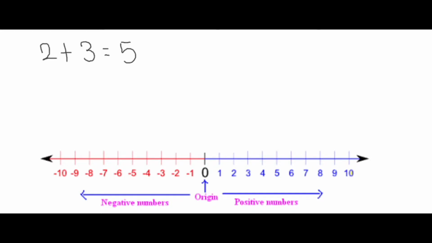Let's take another example. Like minus 3 plus 6. So on the number line, I'm starting from minus 3 and I'm going 6 units to the right. 1, 2, 3, 4, 5, 6. So my sum is 3.